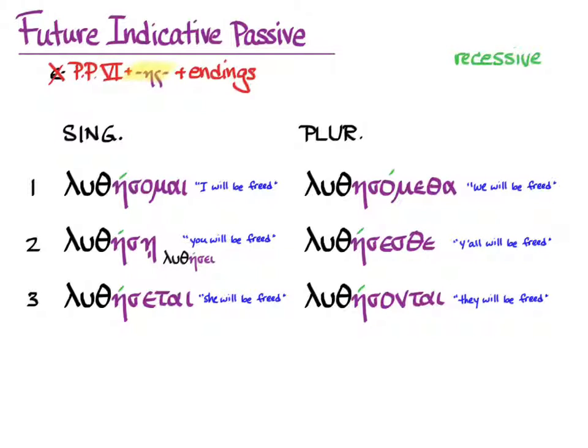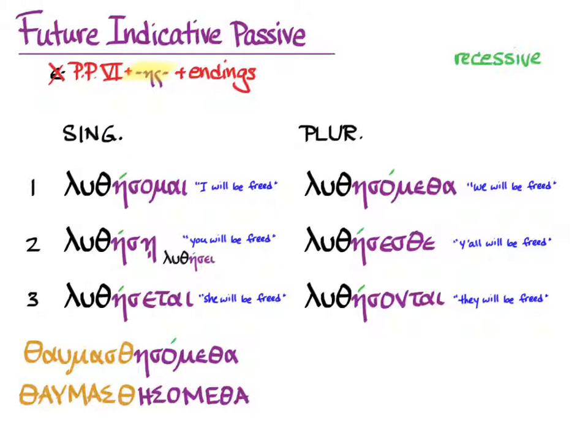By the way, this is the form of the Randolph College Classics Department's Greek motto, thaumasthesometha. Here it is in caps. It's from Pericles' funeral oration in Book 2 of Thucydides' History, and it means, we shall be wondered at.